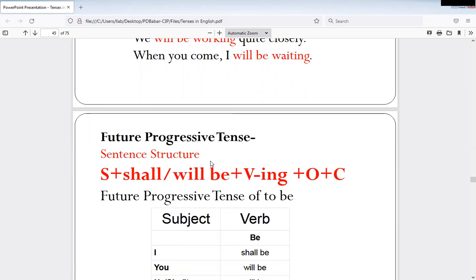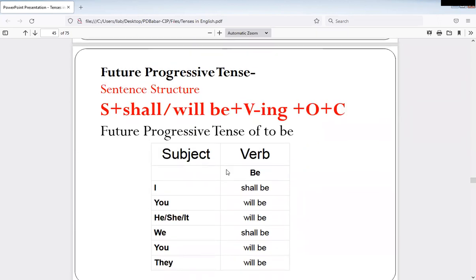The sentence structure for the future progressive tense is subject plus shall be or will be plus VING plus object plus complement. So this also we have discussed in the last lecture. This is the sentence structure.